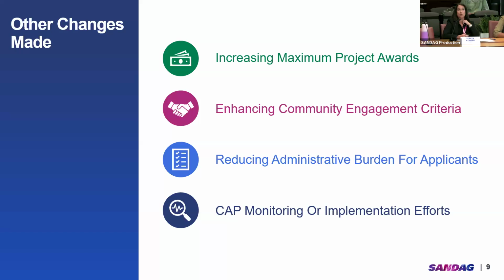Reducing the administrative burden for applicants by simplifying the application to include more quantitative questions and providing technical assistance to all applicants during the application period. And allowing jurisdictions with an adapted climate action plan to receive funding for monitoring and implementation efforts that align with SGIP principles and the 2021 Regional Plan Environmental Impact Report.